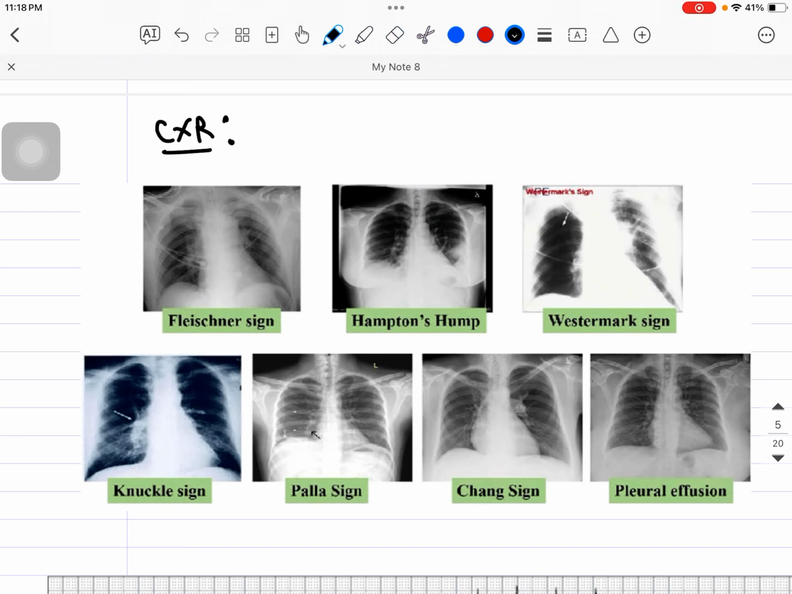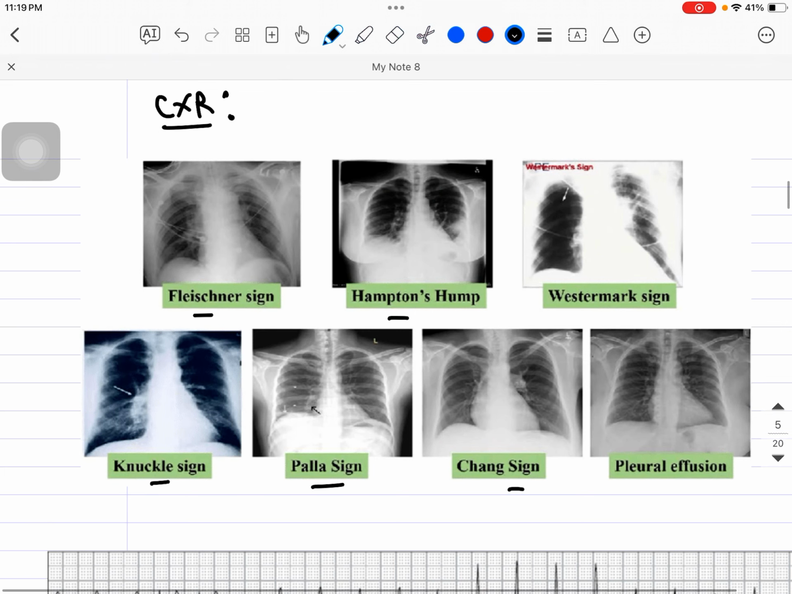For example, you might see the Fleischner sign, Hampton's hump, which is the wedge-shaped opacity you shall be seeing over there. Then Westermarck sign, which is the pulmonary oligemia in the apex region, right? Then knuckle sign might be there, the Palla sign might be there, the Chang sign. These are some of the signs which you shall be seeing in the patient. But chest x-ray does not have a much bigger role from the clinical point of view. They are more for the historical importance.